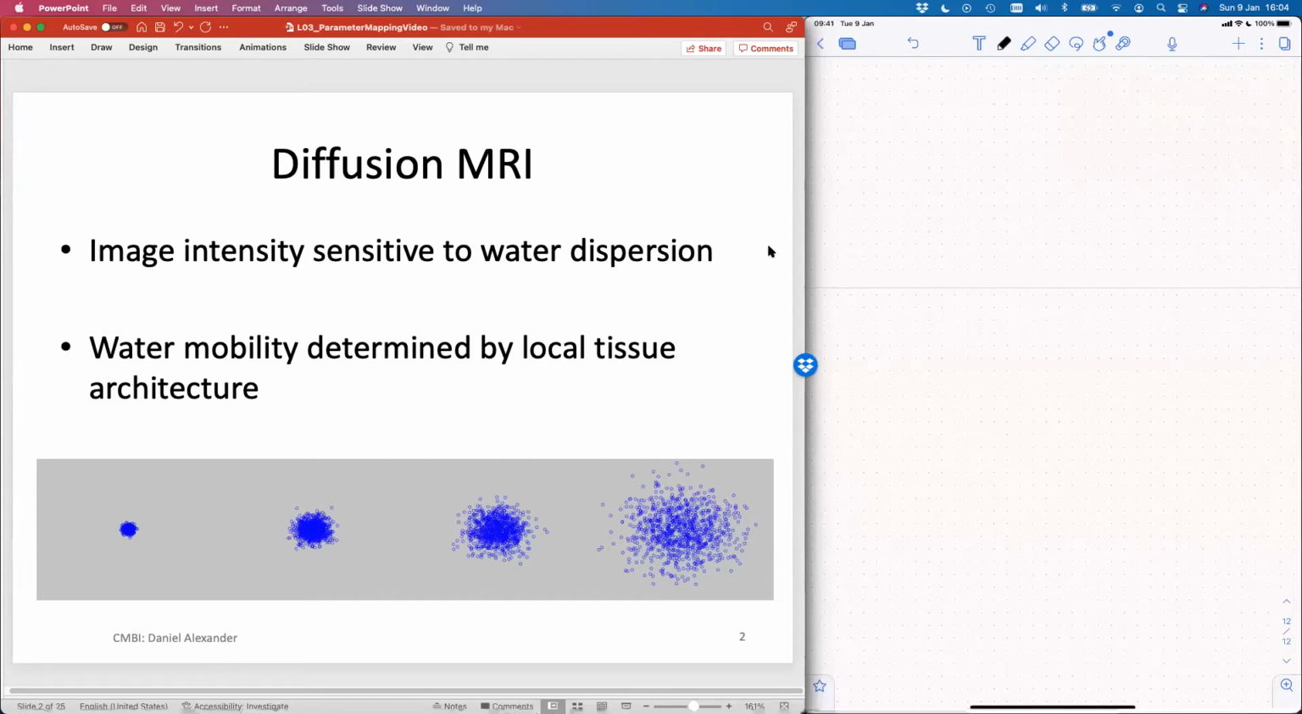It works by sensitizing the intensity of MR images to the dispersion of water molecules through Brownian motion, typically over a few tens of milliseconds. And over a few tens of milliseconds, a water molecule on average will move a few tens of micrometers. And that's the length scale of biological cells. So what determines the dispersion pattern of water molecules over that time is the local tissue cellular architecture.